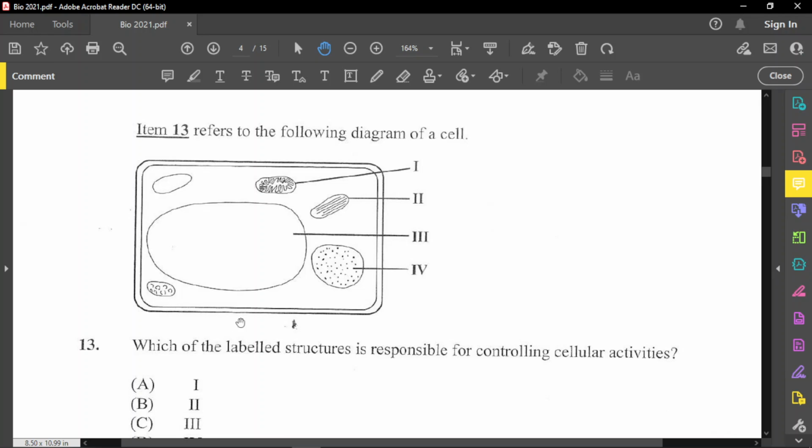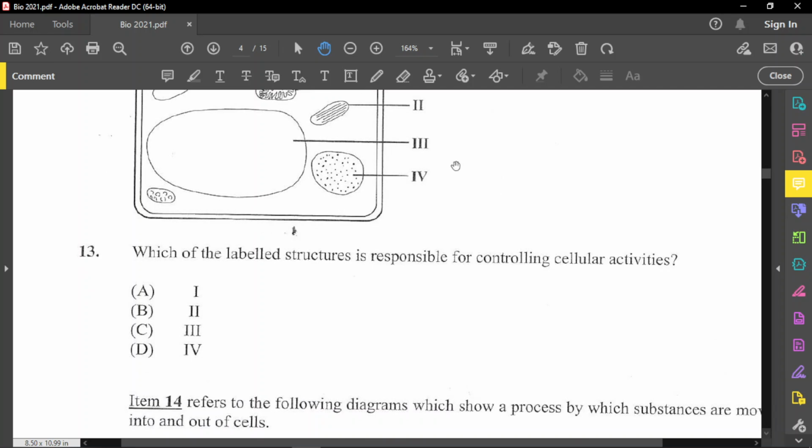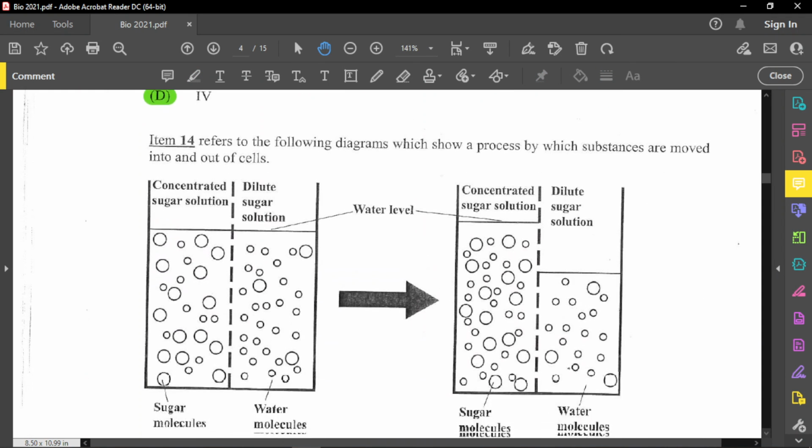And so for question number 13, we say which of the labeled structures is responsible for controlling cellular activities? And cellular activities are controlled by the nucleus. And so number 4 is a nucleus. So option D will be our answer. All right, let's jump into question number 14 now. Let's get into that. Question number 14.